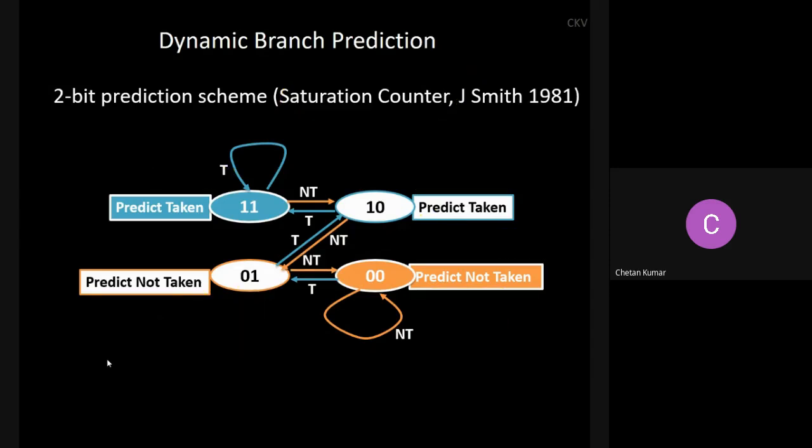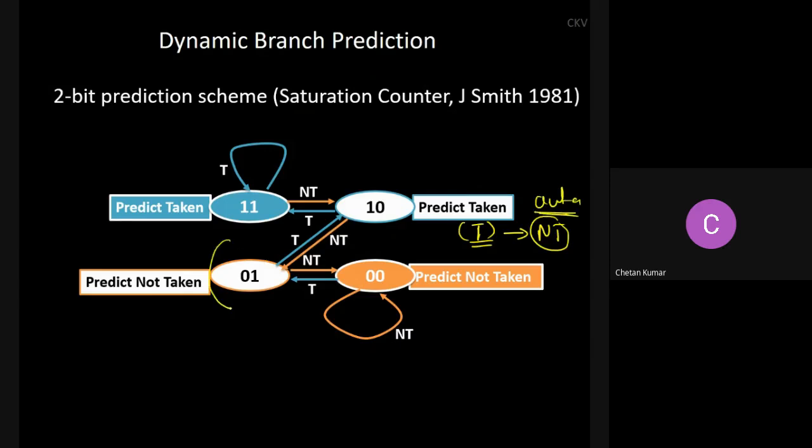We gave initially one definition, but that is not getting satisfied here. Can you tell me where it is not getting satisfied? Initially, let's say I'm in this state and I start predicting that the branch is supposed to be taken. But as soon as I get a wrong prediction, let's say the outcome is not taken, then I immediately change states here.